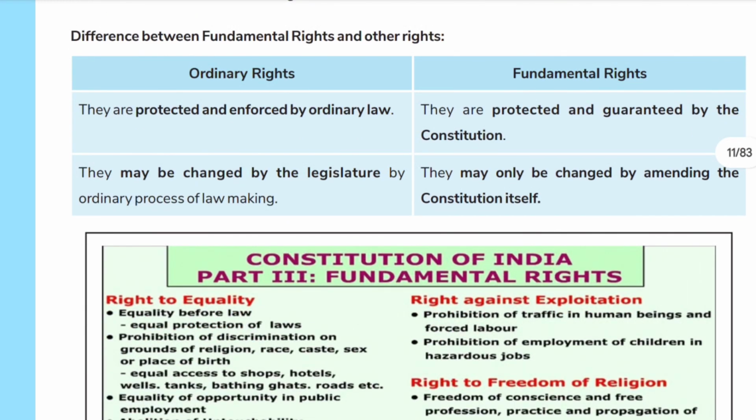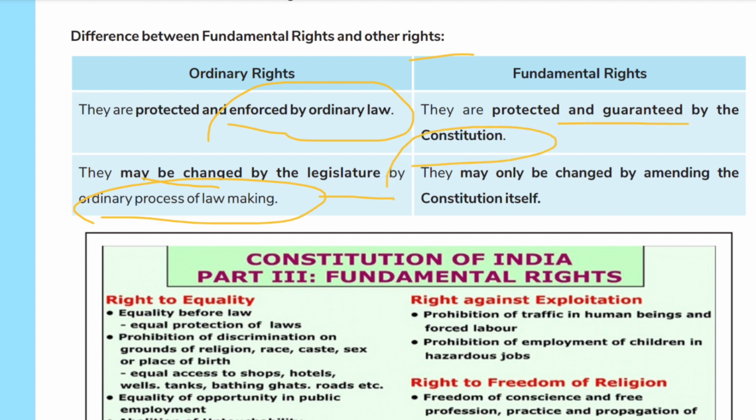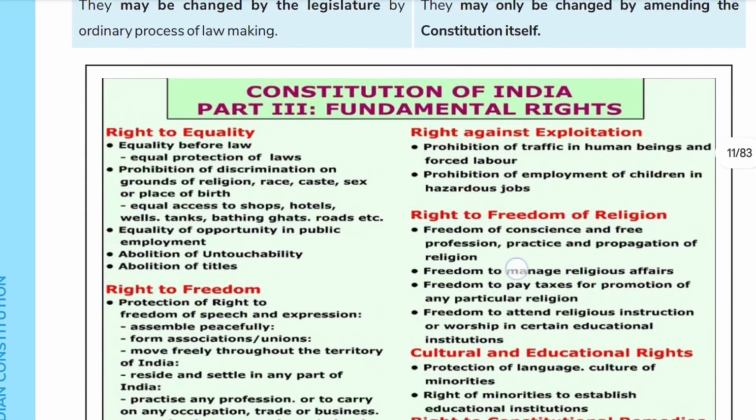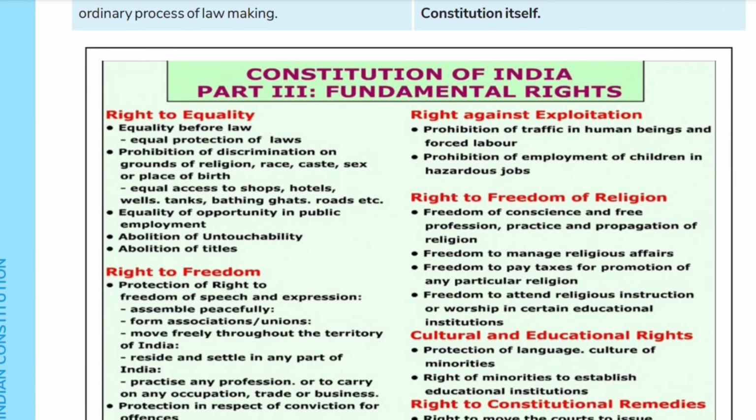So what is the difference between fundamental rights and other rights? Ordinary or other rights are protected and enforced by ordinary law, and they may be changed by the legislature by the ordinary process of lawmaking. Fundamental rights are protected and guaranteed by the Constitution, and they may only be changed by amending the Constitution itself. In the Constitution of India, in Part 3, fundamental rights are mentioned.